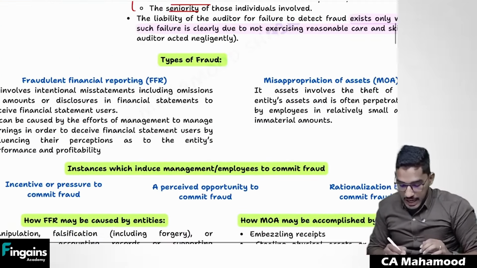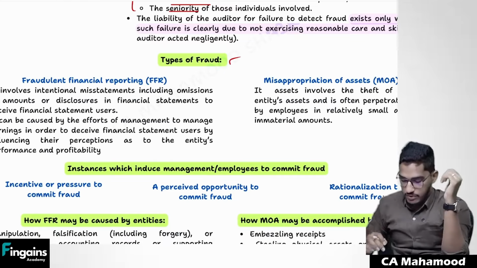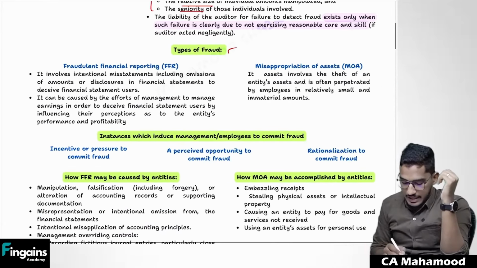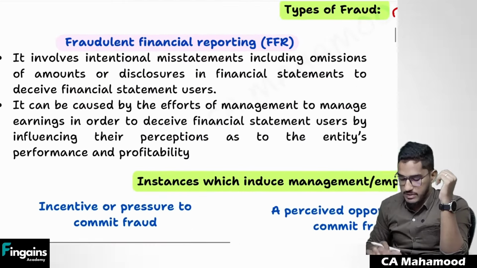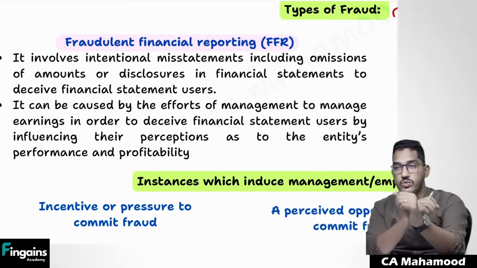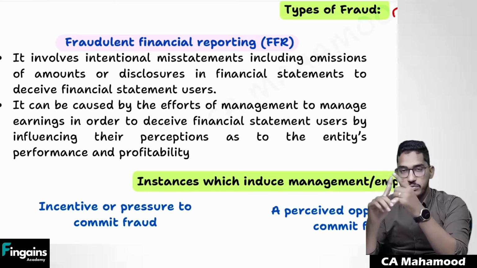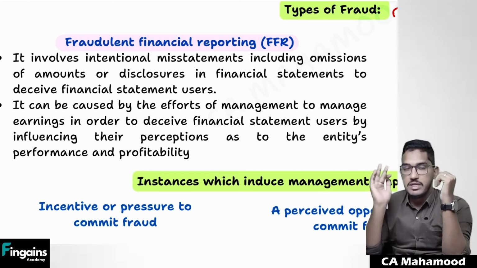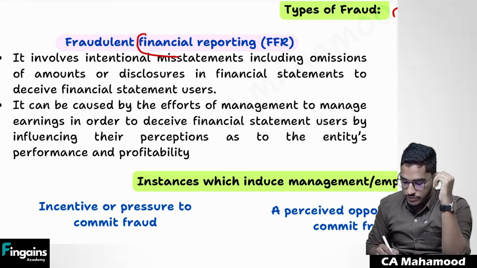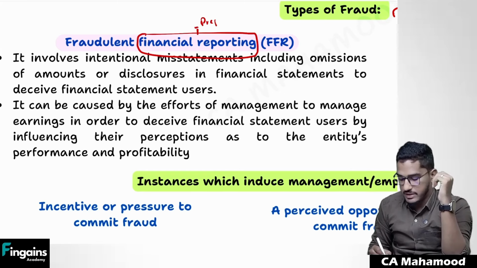Next. And next, we can divide frauds into two categories. The two different categories of fraud are, one, fraudulent financial reporting, and the other, misappropriation of assets. What are the two kinds of frauds, guys? Number one, fraudulent financial reporting, and the other one is misappropriation of assets. So now, what is fraudulent financial reporting? As I've already told you, financial reporting means the process of preparation and presentation of financial statements.